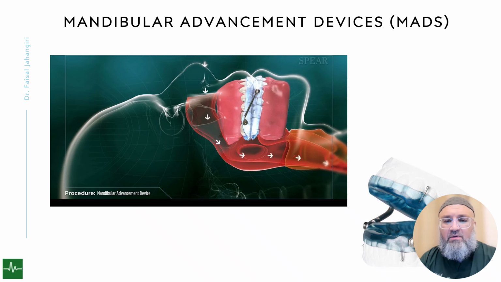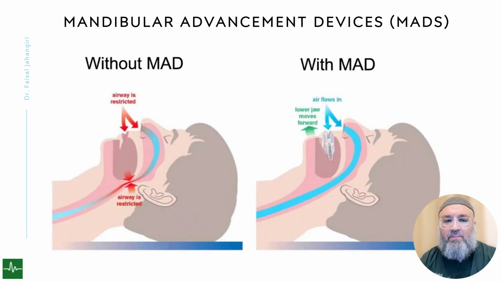So this is just a picture of the mandibular device, and how it's placed in the mouth when the person is going to sleep. Without this, when the person is sleeping, the airway on the left side is narrow, restricted in the back of the throat. But when the MAD device is used, it keeps the tongue forward and moves the jaw forward. When the jaw moves forward, it helps decrease the pressure on the back of the throat.